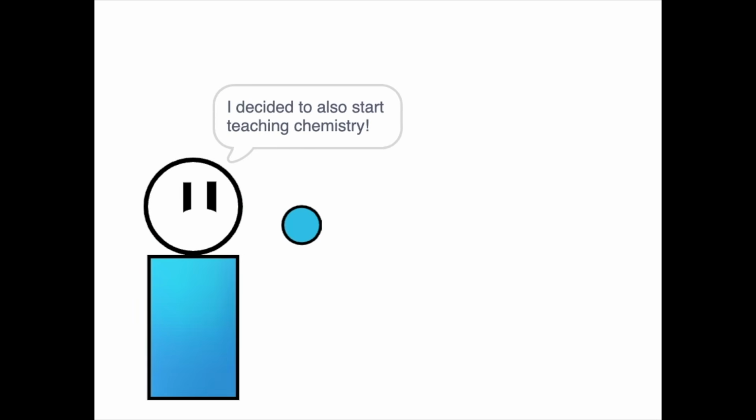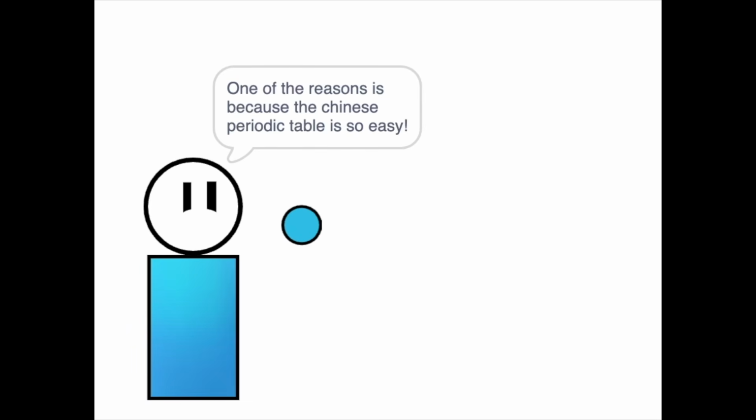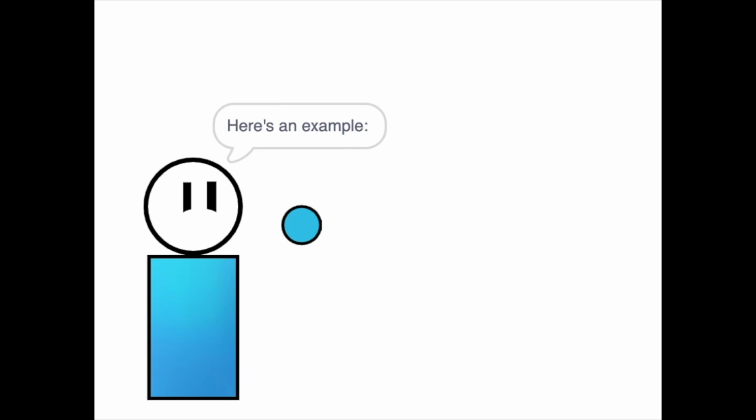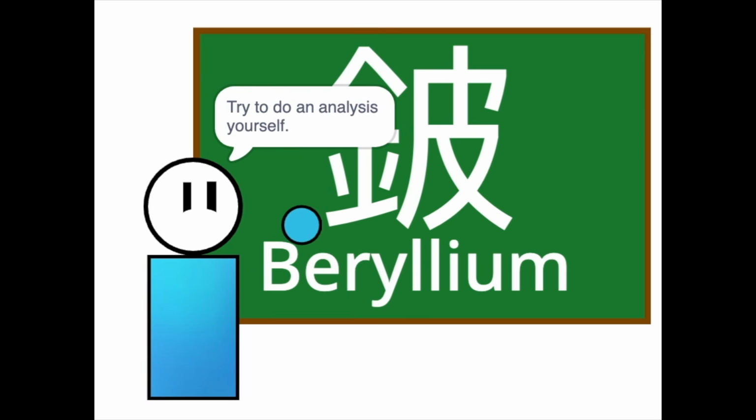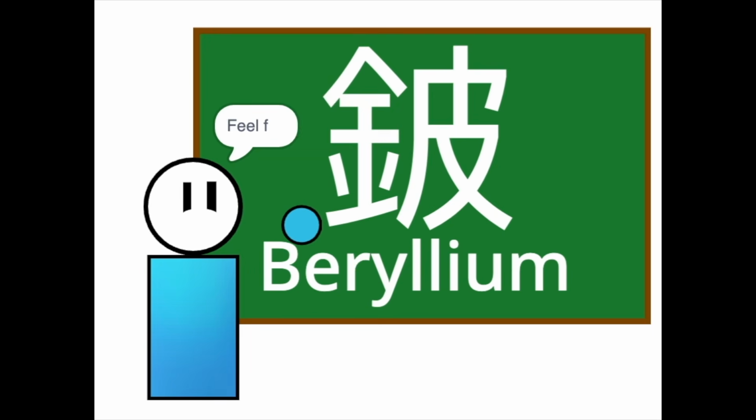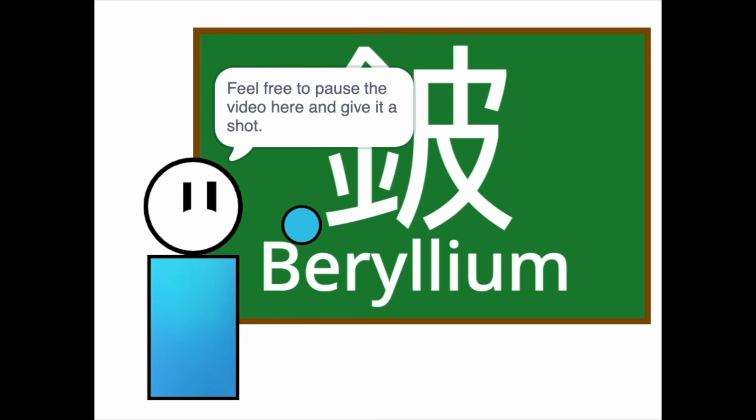I decided to also start teaching chemistry. One of the reasons is because the Chinese periodic table is so easy. Here's an example. This means beryllium. Try to do an analysis yourself. Feel free to pause the video here and give it a shot.